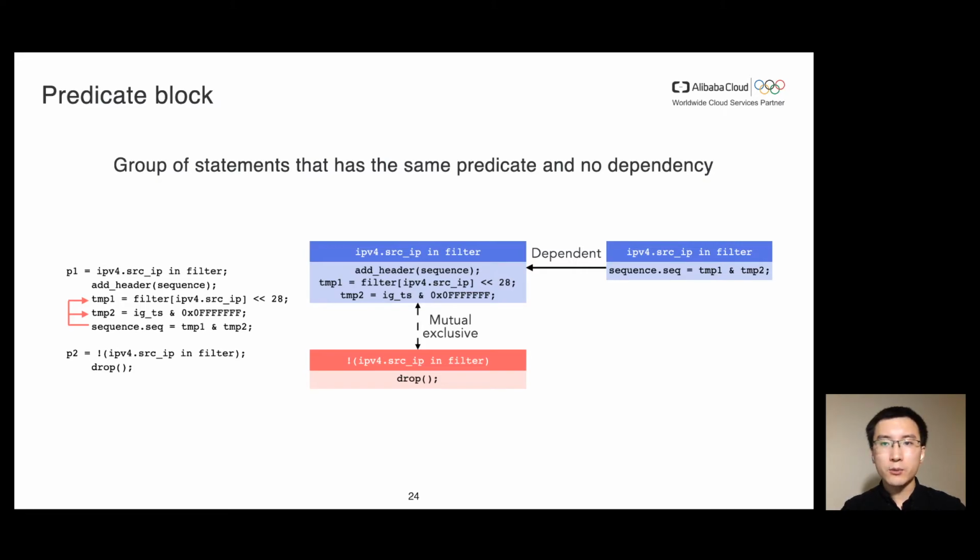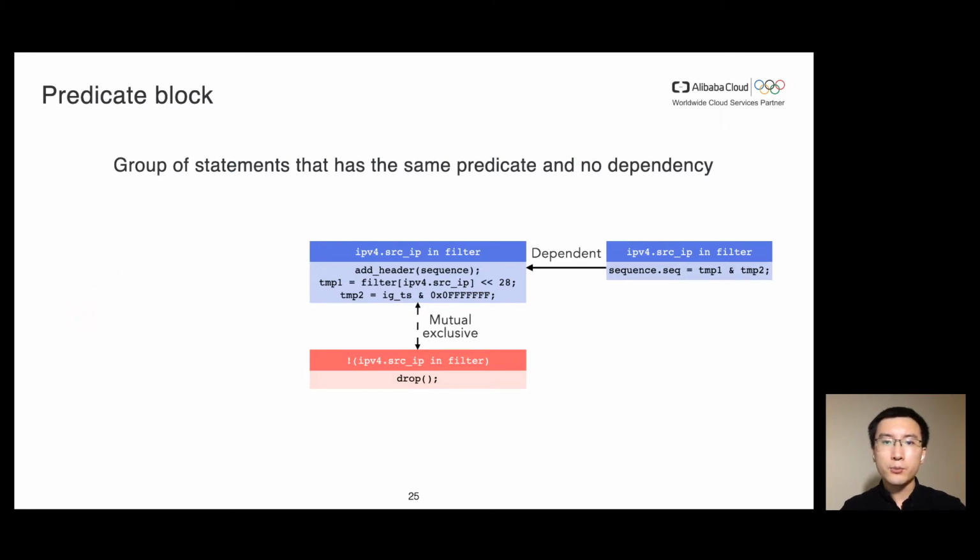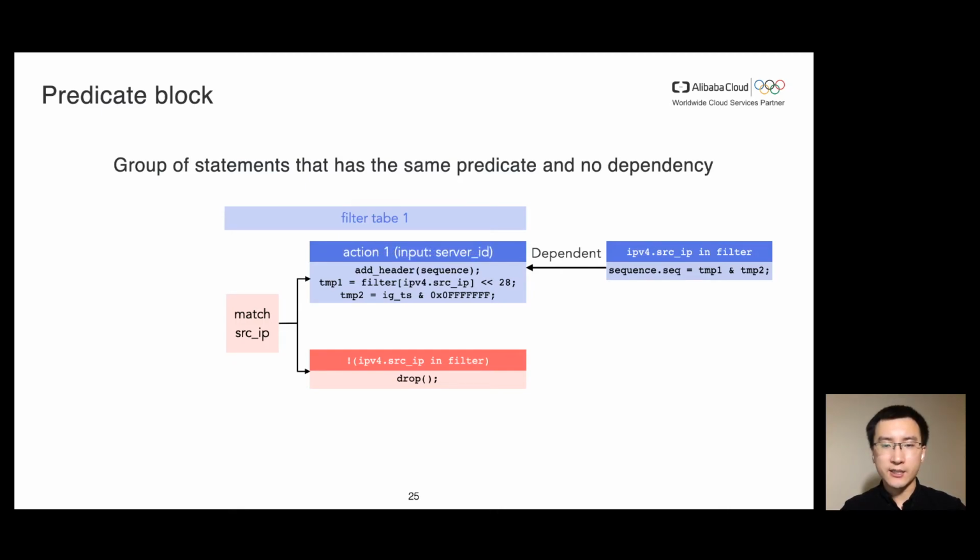So now let's see how we can use the predicate block to generate the P4 program. As you can see, if two predicate blocks are mutually exclusive, we can merge them and build a table called filter. Given the input of the external variable lookup, we can decide the filter table matches on the source IP. Each predicate block can be converted into an action, and especially because action 1 uses the output of the external variable, the action has an input parameter called server ID. And the second statement of action 1 is also rewritten.